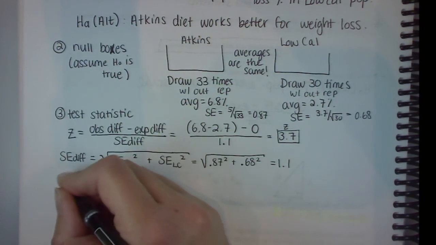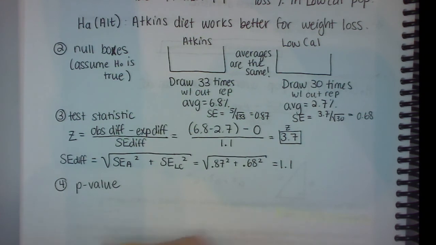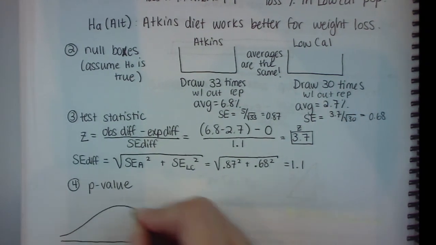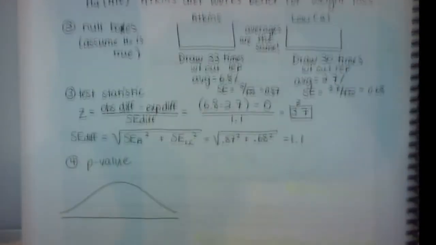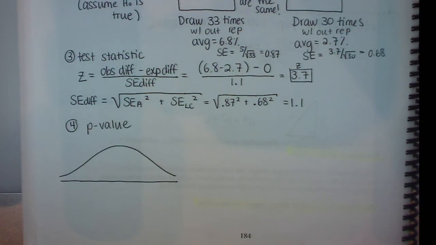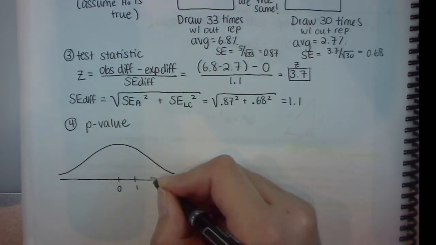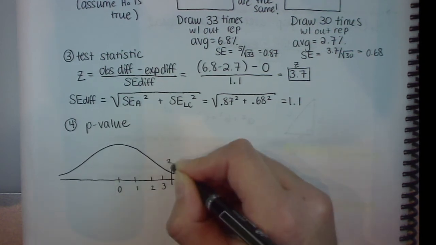So step 4 is to find my p-value. And this is just a z-test. So the p-value we find exactly the same way as we did before. So I don't have to use the t-table. I don't have to use degrees of freedom. It's just a regular z-test. So here's 0, here's 1, here's 2, here's 3, there's 4. So 3.7 is about right there.